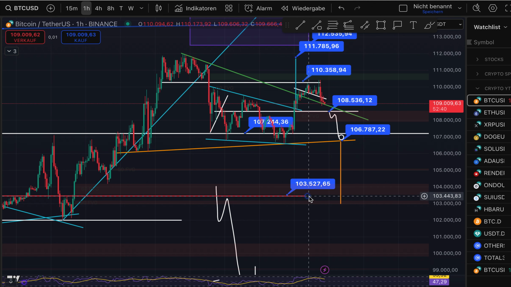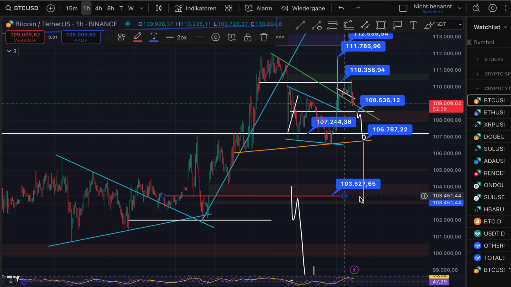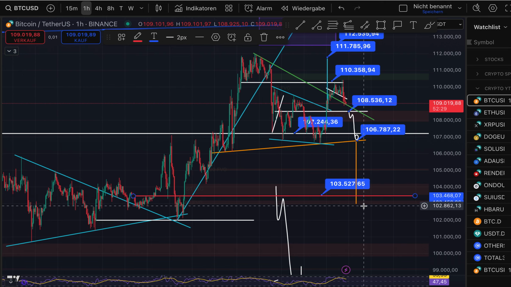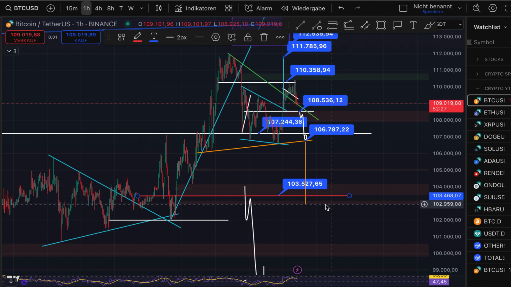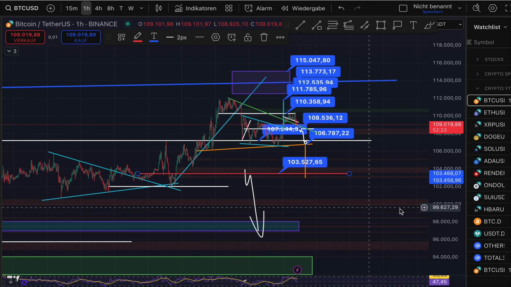$103,000, but I even think since we have support at $103,500 that we can drop there, or even we wick lower than that for a short term into the $103,000. If we lose that price mark, sustainable to the downside, then we can expect a bigger move to the downside.